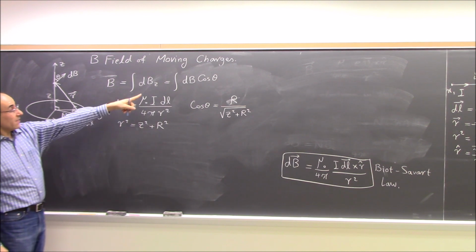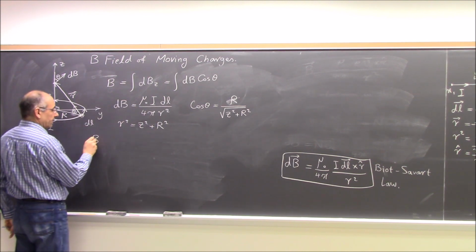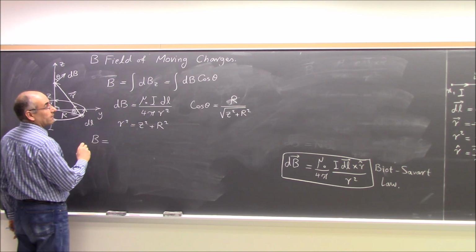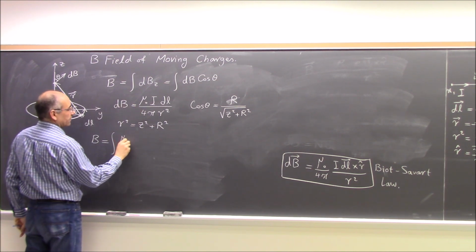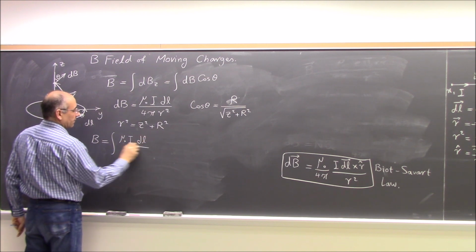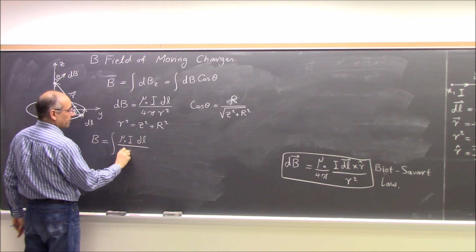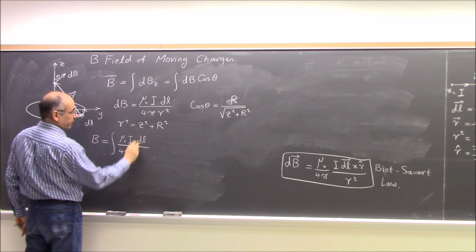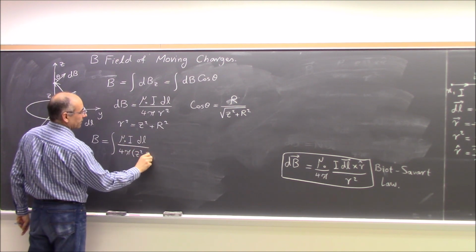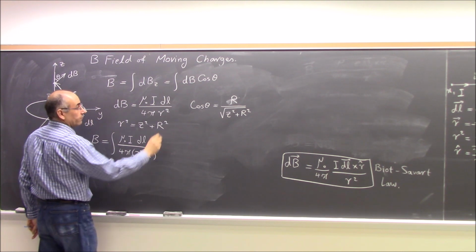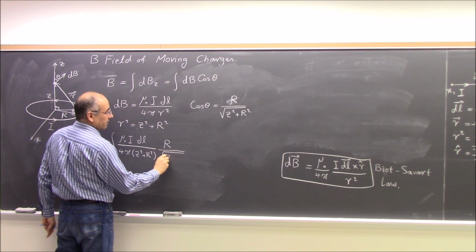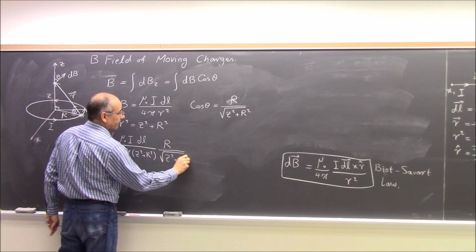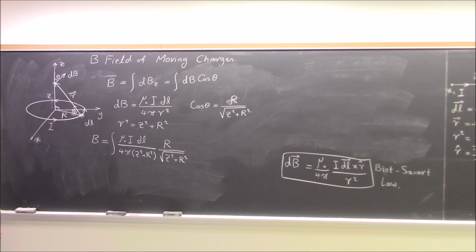So now we're ready to put everything in there. The integral becomes the integral of dB, which is mu naught I dl over 4 pi times (z squared plus R squared), then multiplied by cosine theta, which is R divided by the square root of z squared plus R squared. Right? That's dB times cosine theta.